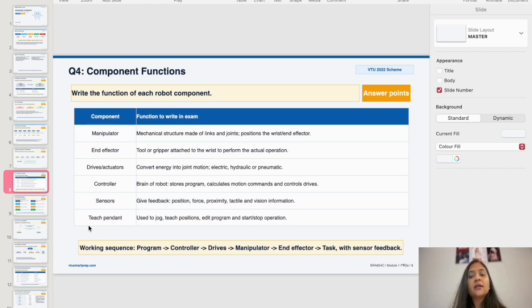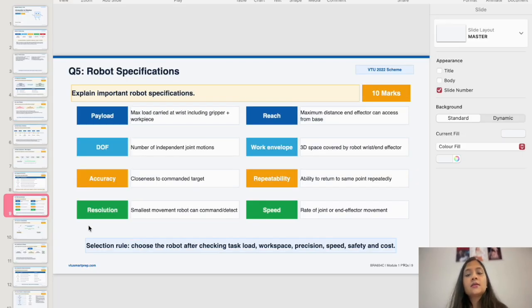So the working sequence is from program to the controller, from controller to the drives to the manipulator, and then from manipulator to the end effector, and end effector to the task. Okay, with this sensor feedback, you can just write the functions for each component. Okay, next is robot specification.